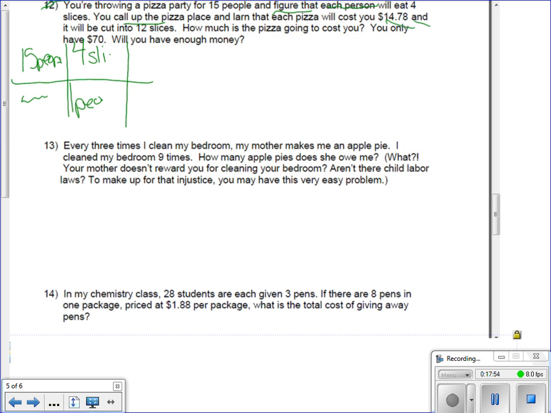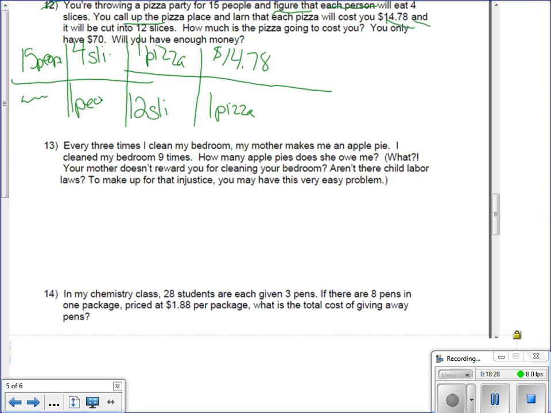All right, so what do we know about slices? There's 12 slices in one pizza. Well, I have slices on top right now, so I need to put my 12 slices on bottom and my one pizza on top. And what else do I know about pizza? It costs $14.78. So one pizza costs $14.78. So the question asks, how much will it cost? So we're looking for money. We can stop now because that's what we've gotten to.